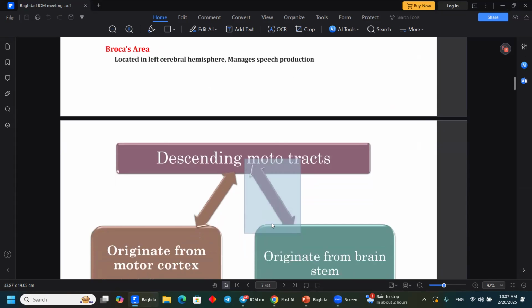Now, the other part of the motor system, after the cortex, is the descending tracts.